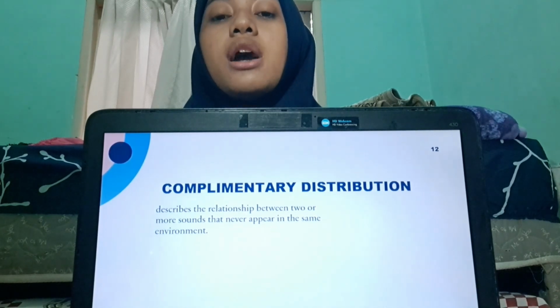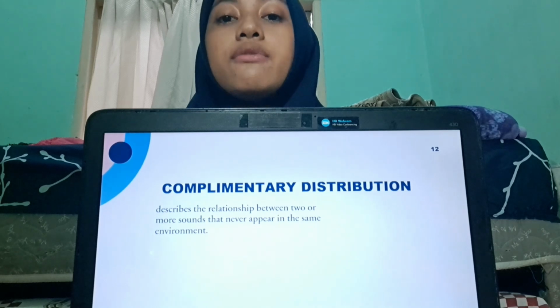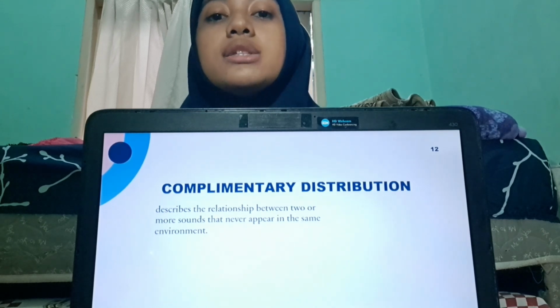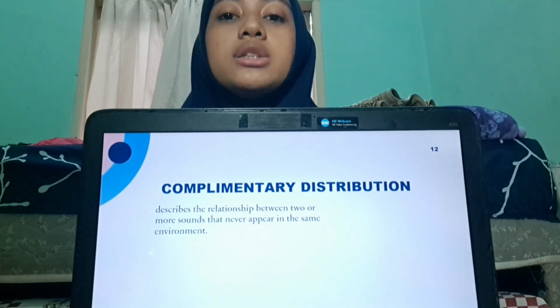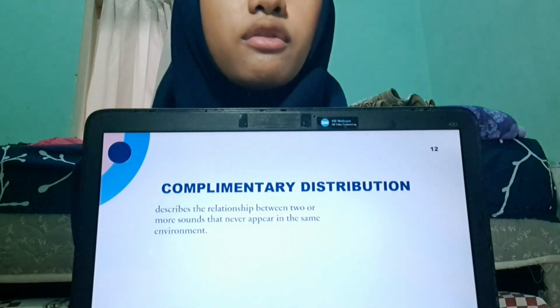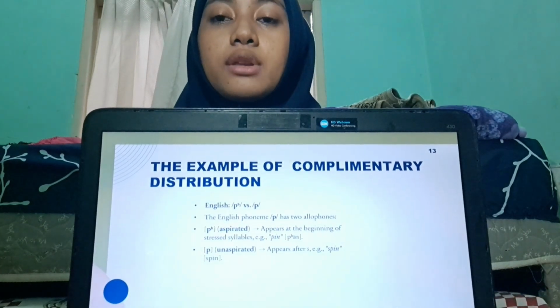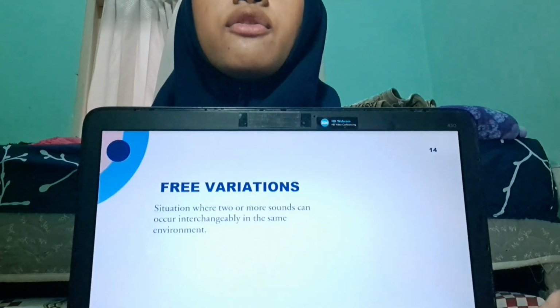Complementary distribution means that two sounds never occur in the same environments and are contextually dependent. They are typically allophones of the same phoneme, and the difference does not change the word meaning at all. For example, like this. And the next one is free variation.